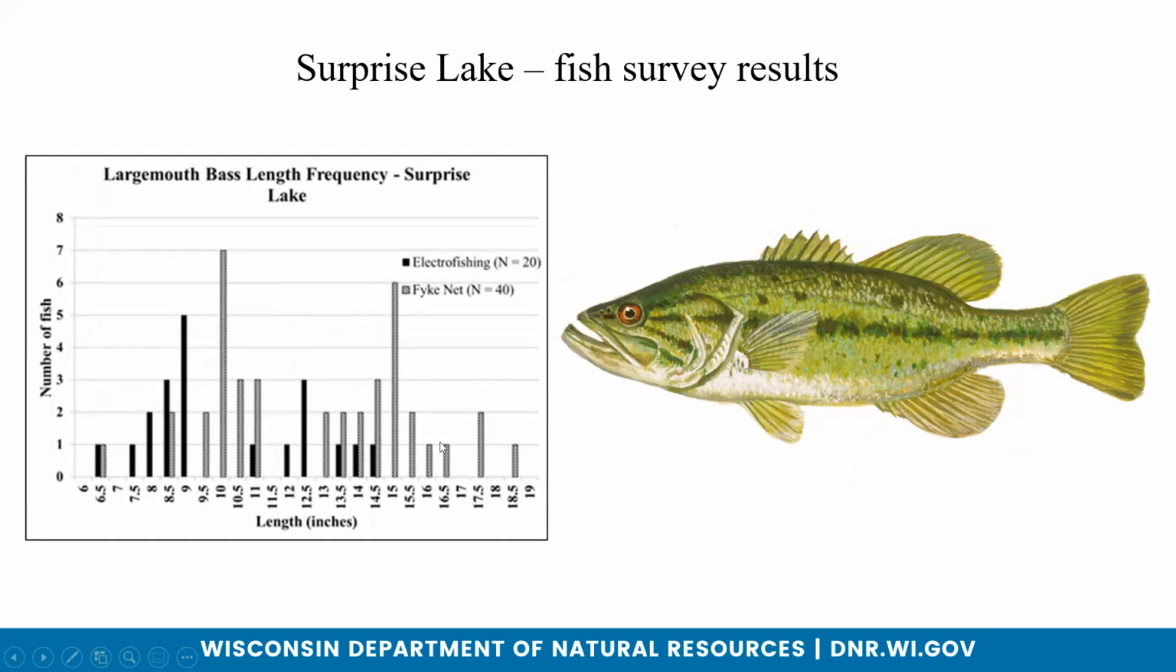We didn't really get a good handle on the bass population there, just because we weren't effective with our electrofishing boat, and probably won't be in the future. So we have to make that decision too. Is fyke netting adequate enough to assess the major components or the populations of interest there?